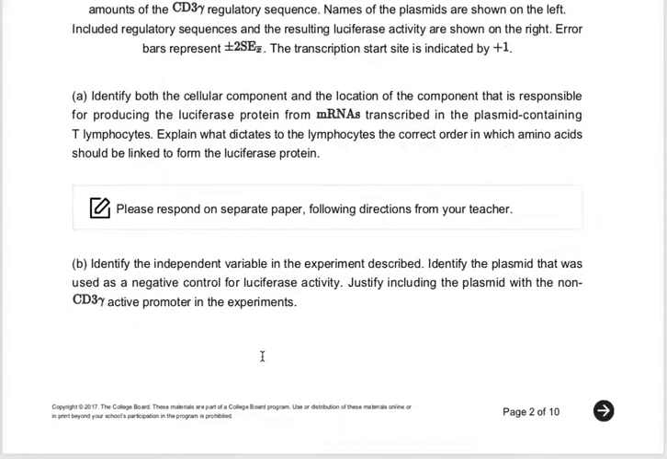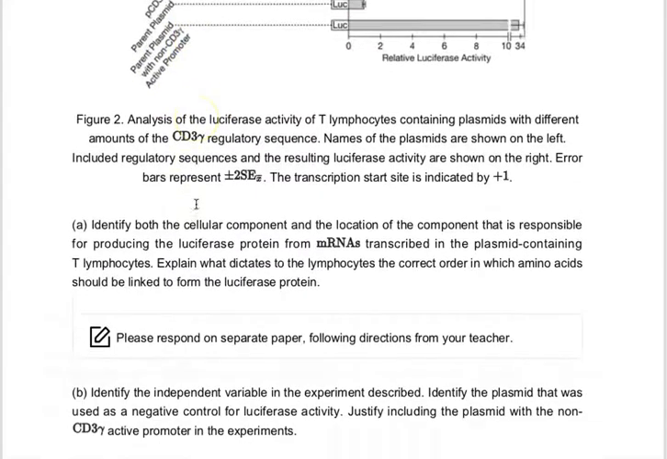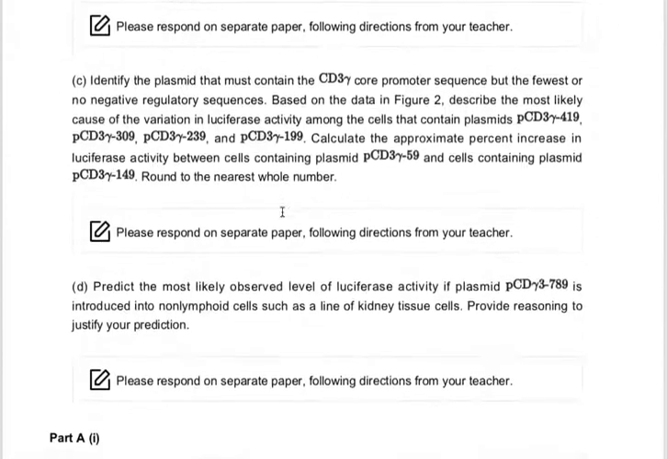Question B says, identify the independent variable in the experiment described. Identify the plasmid that was used as a negative control for luciferase activity. Justify including the plasmid with non-CD3 active promoter in the experiment. So this would be non-CD3, this one. This plasmid right over here does not contain the regulatory CD3 promoter. Okay, so let's go to question B.